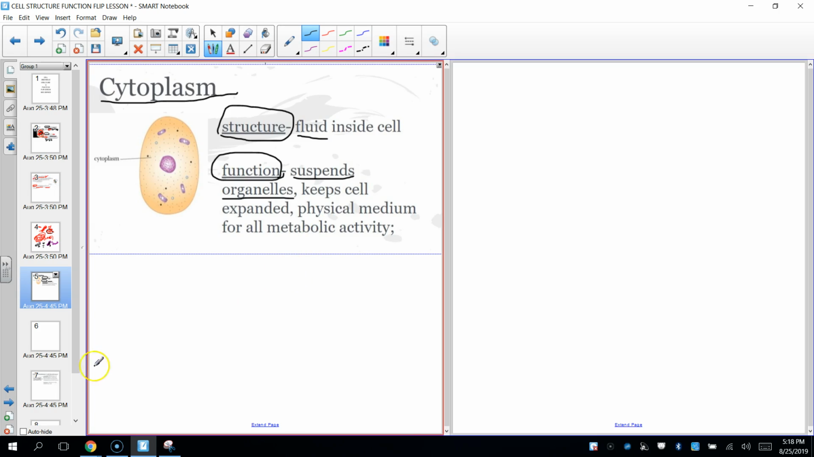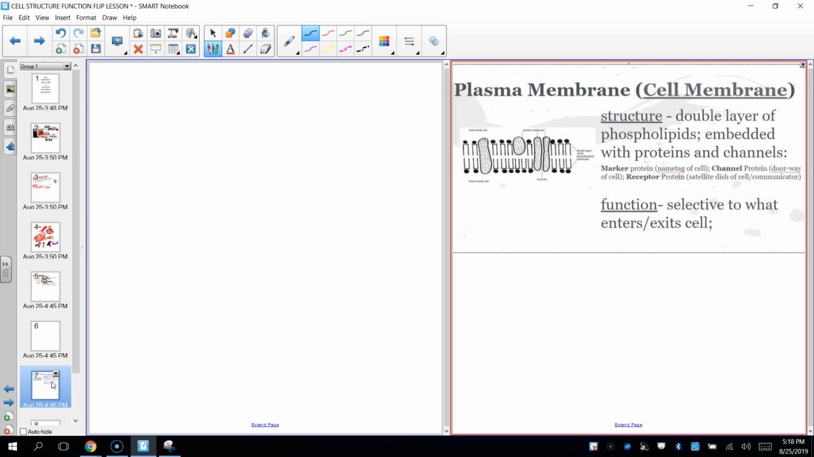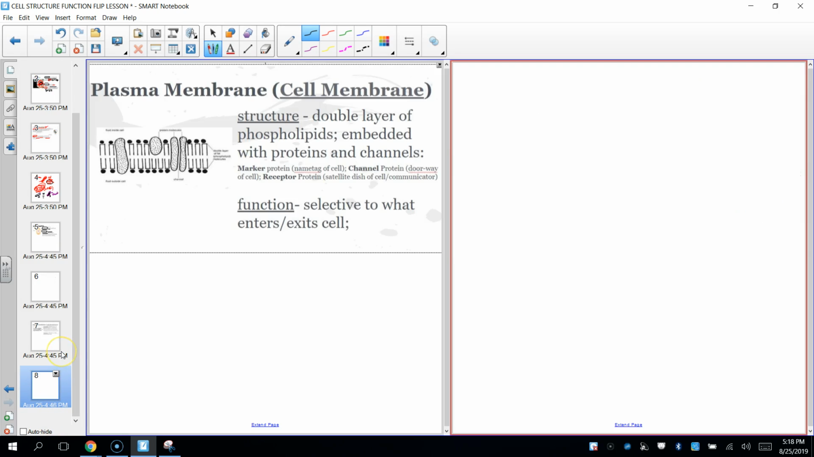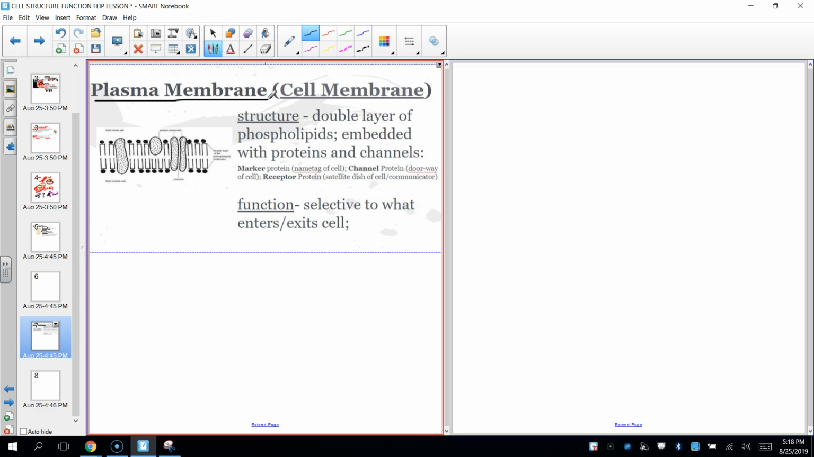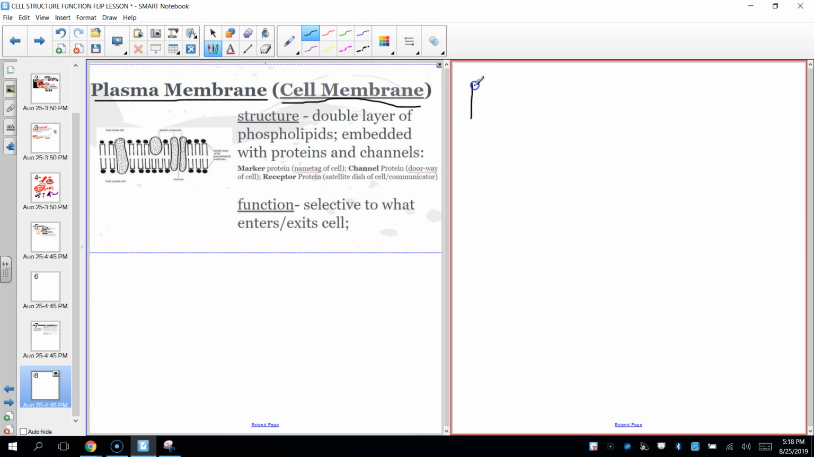So that's the cytoplasm. I'm also going to do the plasma membrane. Now the plasma membrane is called many different things. It could be called the plasma membrane, the cell membrane, and another name for it is the phospholipid bilayer. So you could use these three terms interchangeably. They all mean the same thing.